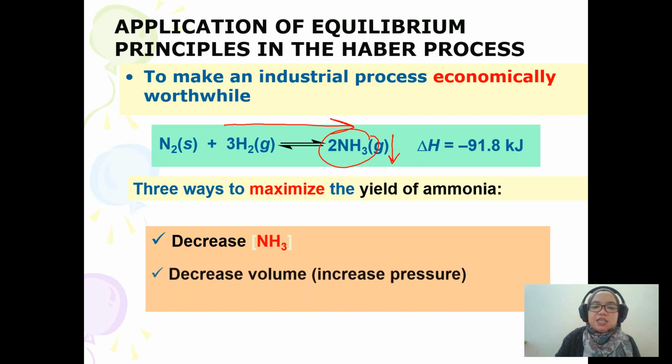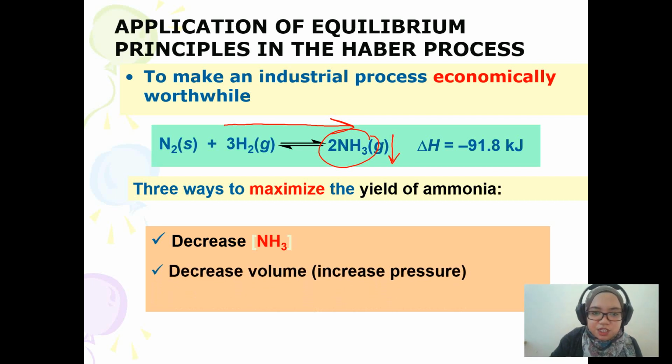Okay. Kalau kita decrease the volume, kita increase the pressure. Tengok ni. Kat sini ada 3 mol. Kat sini kita ada 2 mol. So, kalau kita increase pressure, sistem akan cari jalan untuk decrease balik pressure by shifting the equilibrium position to the side with fewer moles of gas. Because fewer moles of gas exert lower pressure. So, bila equilibrium position shift to the right, dia akan produce more ammonia.